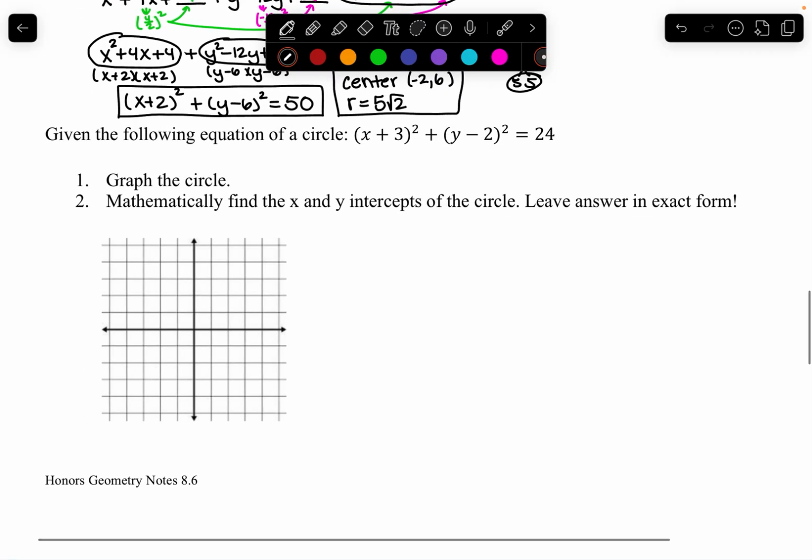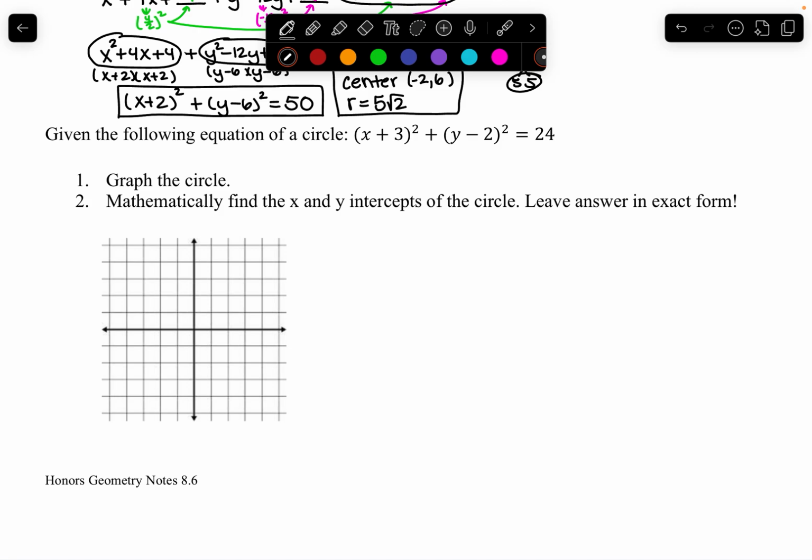All right, now I'm going to give you an equation of your circle, and what I want you to do is graph it, and then mathematically we are going to find the x and y intercepts of the circle, because we're not going to get a nice x and y intercept, I don't think. Leave answers in exact form.